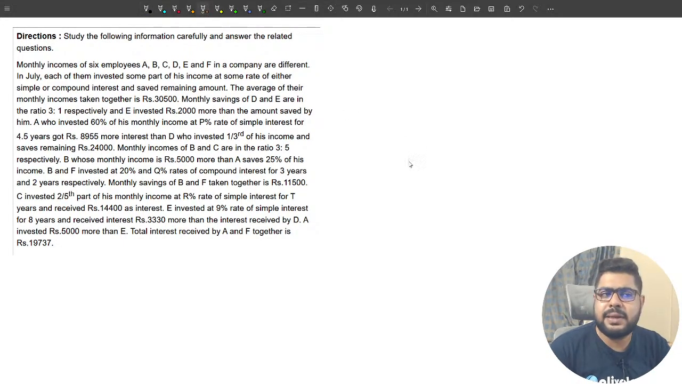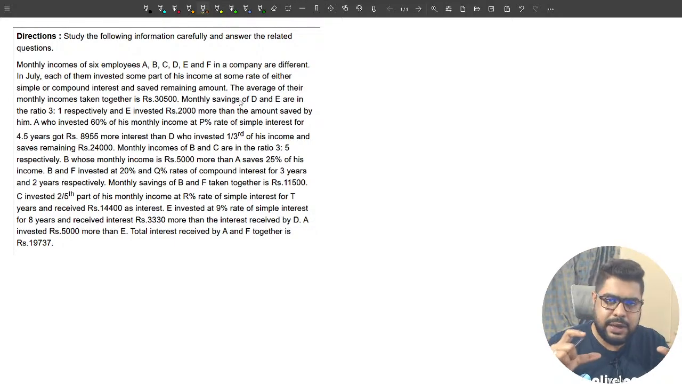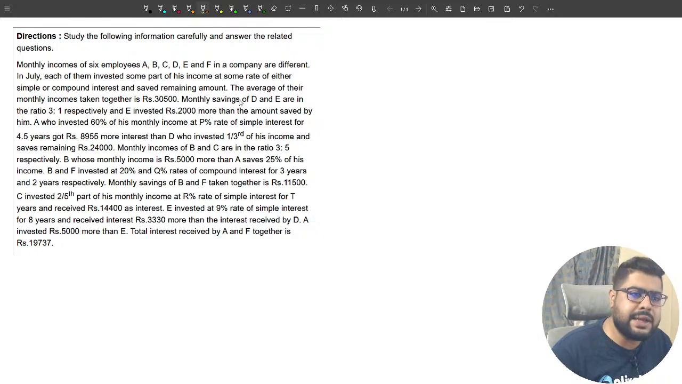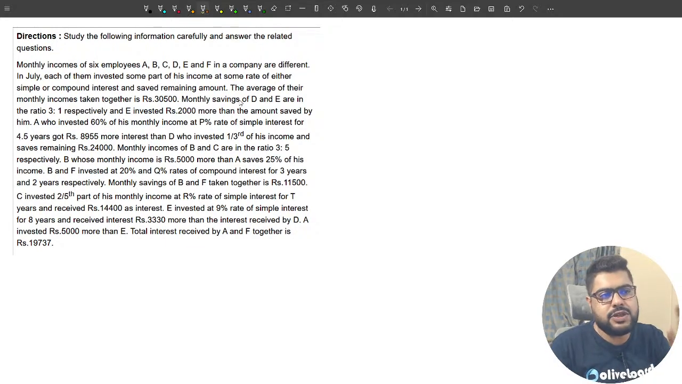Let's read it once, sir. Monthly income. In this type, because there is no stanza division, meaning no paragraph division, it's better you go through the whole thing once. So monthly incomes of 6 employees are different. In July, each of them invested some part of their income at some rate, either simple or compound, and saved the remaining amount.